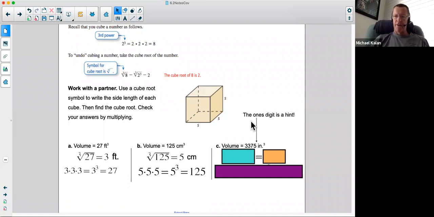And here you're getting a hint. The ones digit is a hint. Because what's the only number that when you multiply it by itself 3 times is going to get you something that ends in a 5?